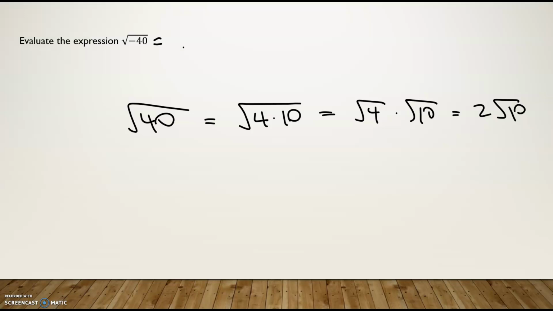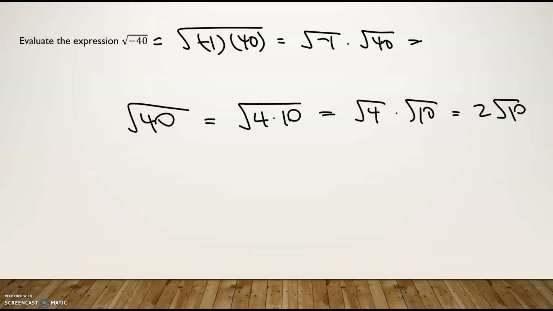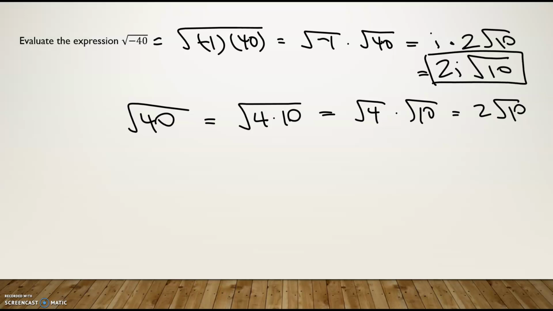So this is -1 times 40. So the square root of -1 times the square root of 40. We know the first one to be i. And we just found that the square root of 40 is 2 square root of 10. Now the technical way of writing this is 2i square root of 10. And that's your final answer.